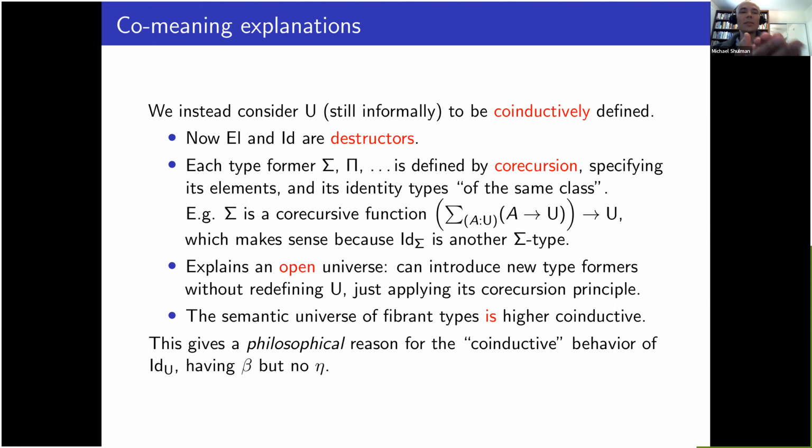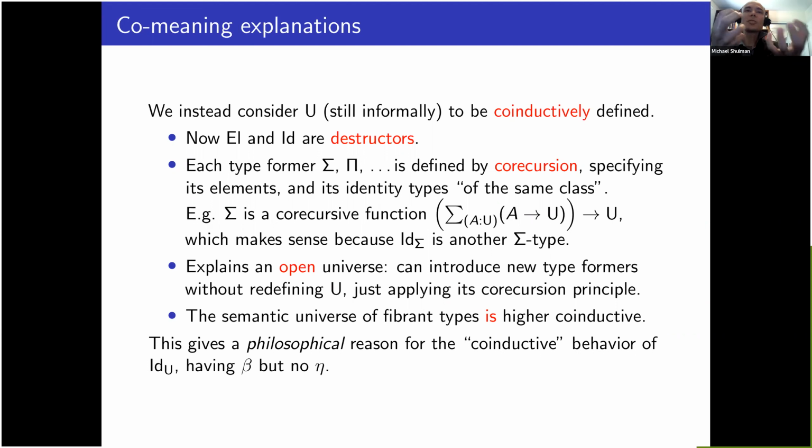And saying what the identity type of a Sigma type is can be corecursive. I can do a corecursive call to the type I'm defining, namely Sigma types. And that works because the identity type of a Sigma type is another Sigma type. The identity type of a Pi type is another Pi type, and so forth.